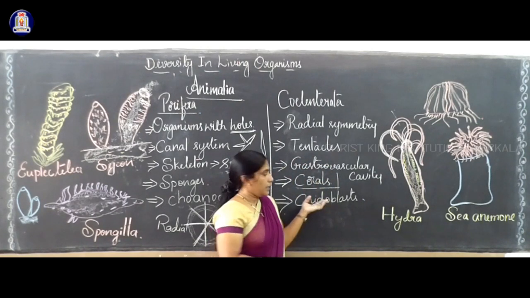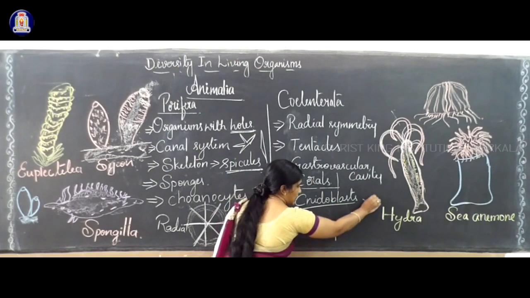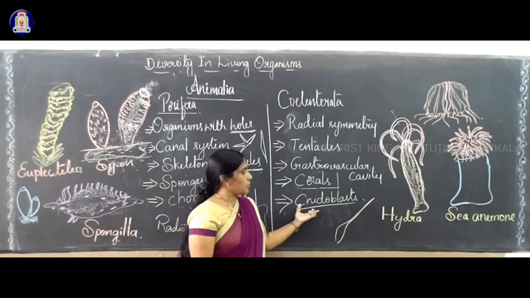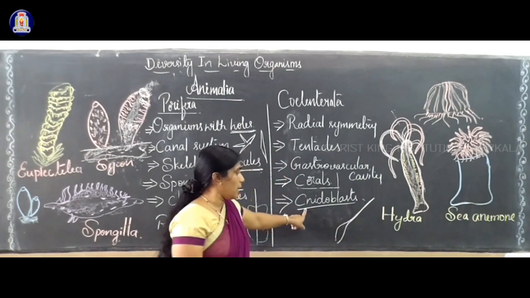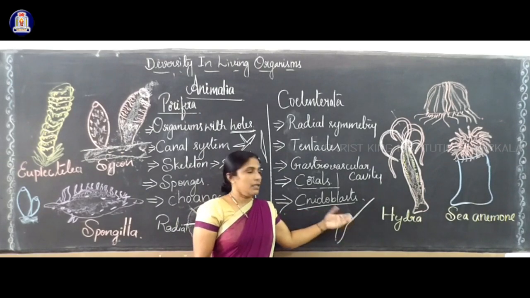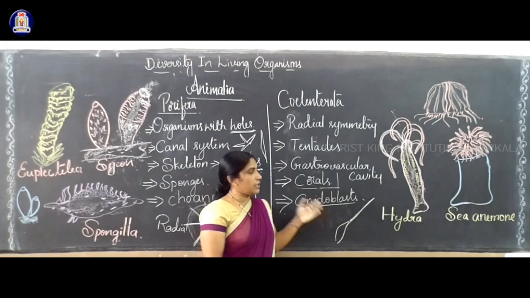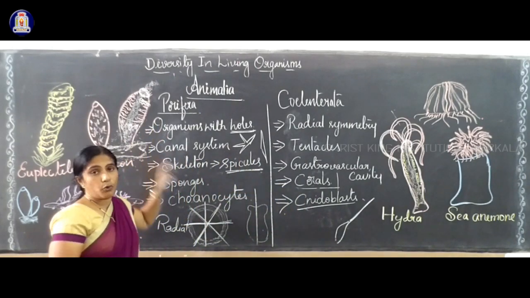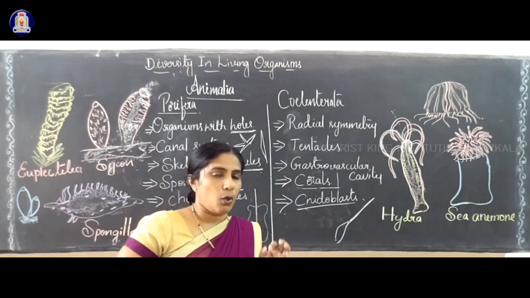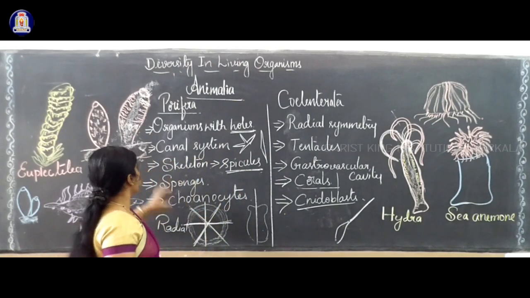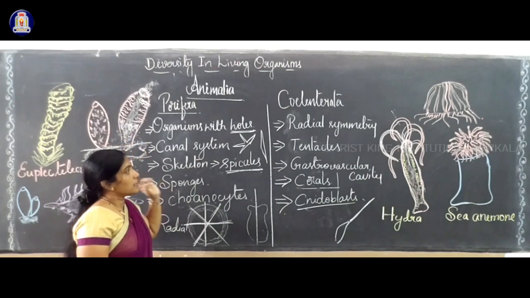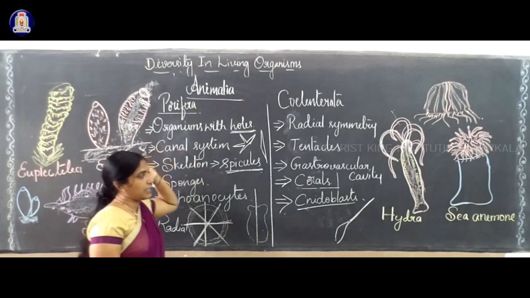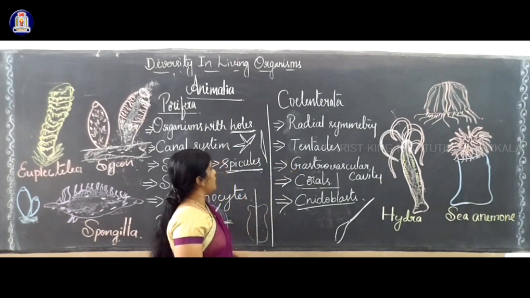And then there is a string-like structure present to envelop the food, called the cnidoblast. Cnidoblasts are the string-like structures present in Coelenterata. So these are a few extra points from your textbook. While studying, the first one, Porifera, bearing pores or holes or ostia to absorb water. Main example is Sycon.